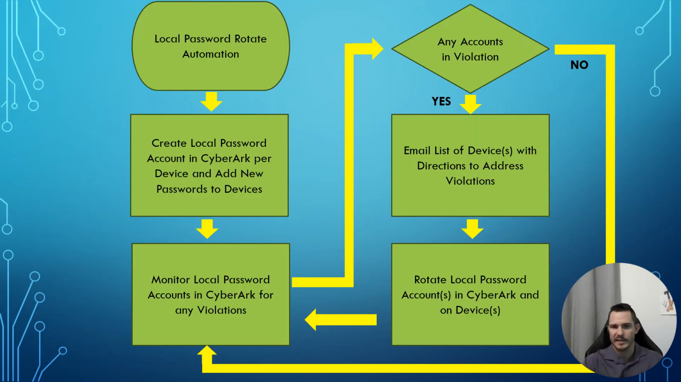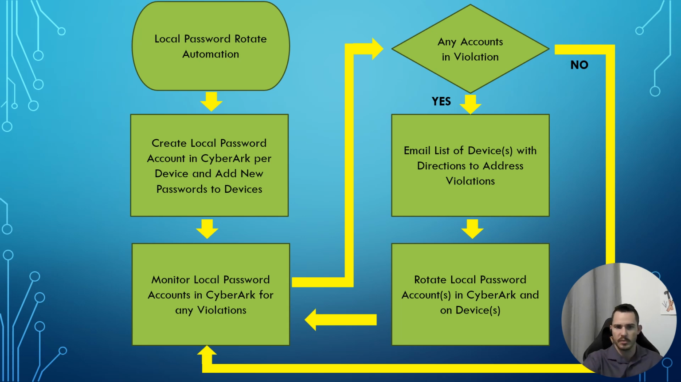So finally, we are back to the closed loop automation flowchart. I just wanted to show this slide one more time before we go into the demo, so everybody knows what's going on. The very first part again is the create local password account playbook. This is the one-time playbook to onboard devices into this closed loop automation solution that adds the device and builds a new account in CyberArk for storing the password and watching and monitoring activities. And then it also goes and adds the password to the device itself.